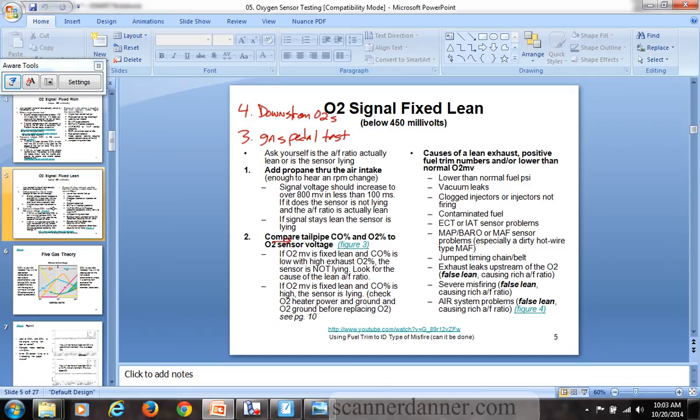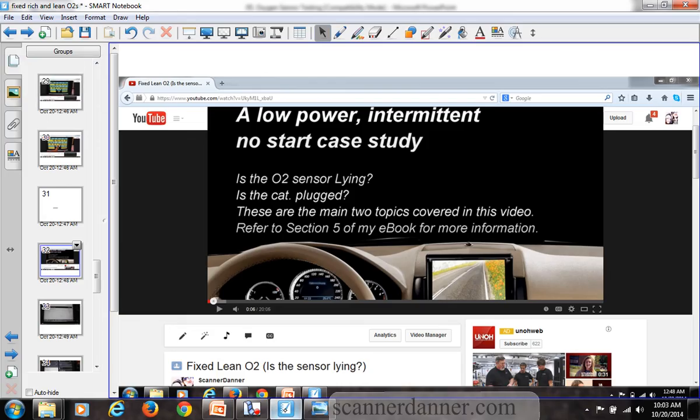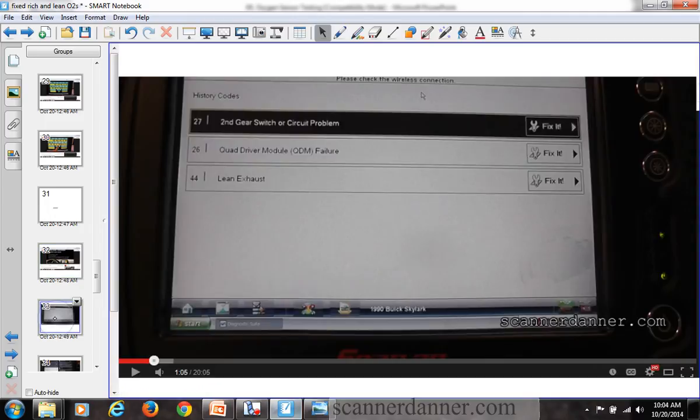Same thing. We're asking ourselves, is the mixture actually lean or is the sensor lying? This one ended up having a plugged Cat 2, and that's why that question's there. What do we see? This is a pre-OBD2 1990 Buick Skylark. I see a lean exhaust code 44.